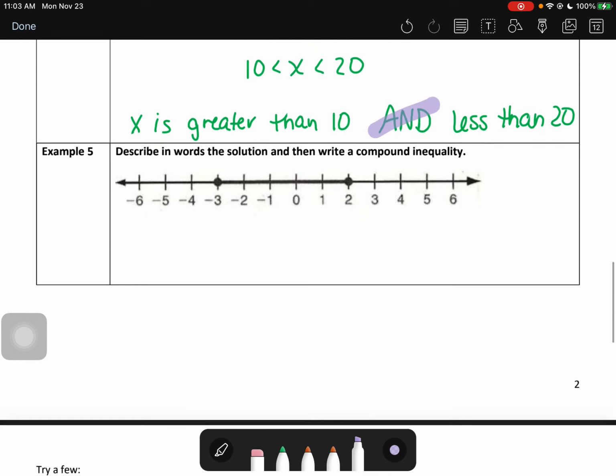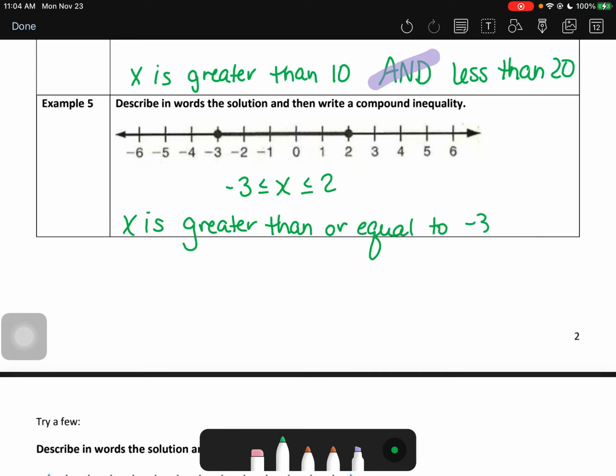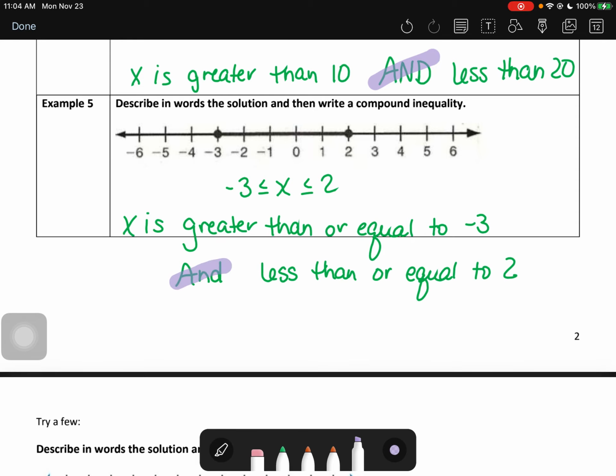Example number 5 is also an and situation because it's shaded in the middle. So we have negative 3 less than or equal to x, which is less than or equal to 2. Shaded in the middle, so it's an and. So x is greater than or equal to negative 3 and less than or equal to 2. This is an and situation.